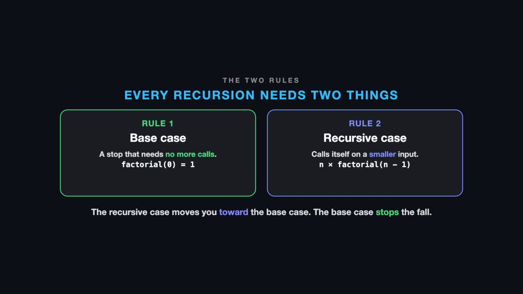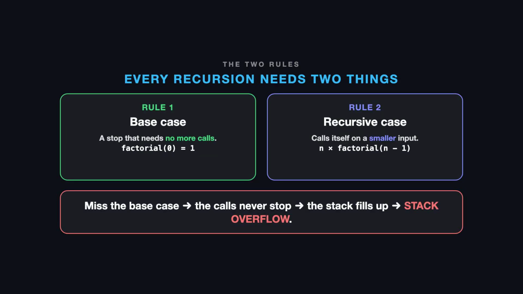Rule 2. A recursive case. This is the part that calls itself, but on a smaller input, one step closer to the base case. Factorial of n calls factorial of n minus 1. Every call shrinks the problem. Here is why both matter. The recursive case moves you toward the base case. The base case catches you and stops the fall.